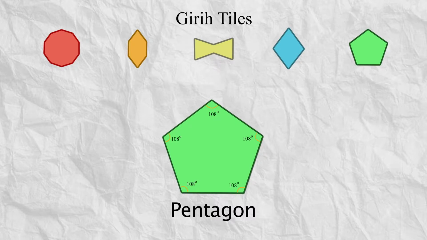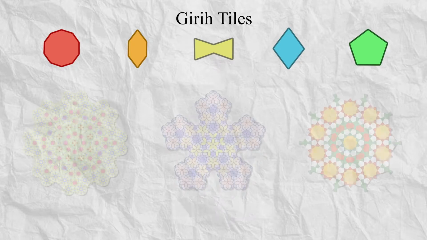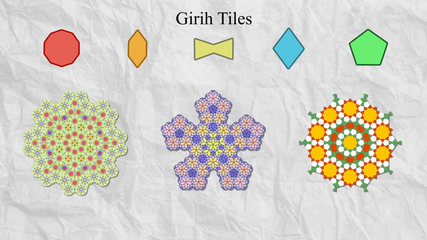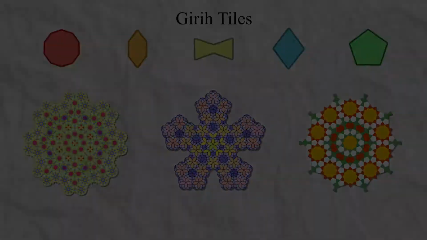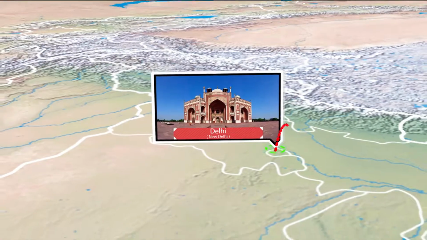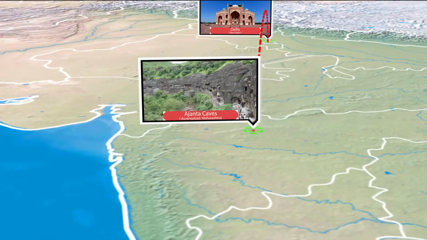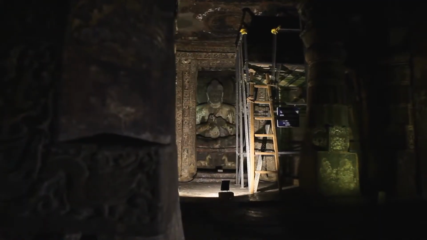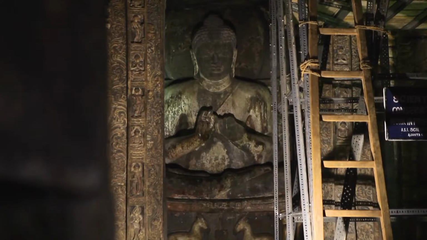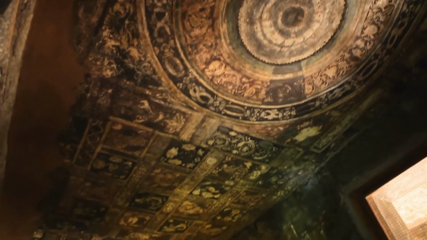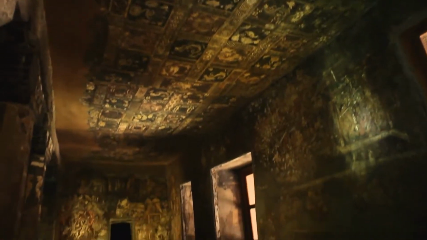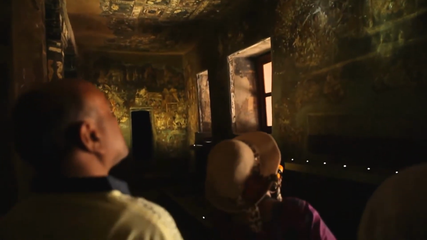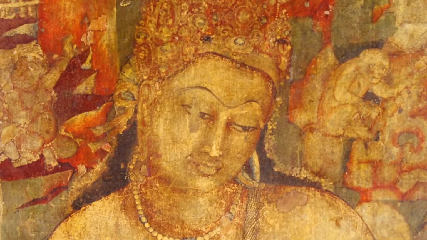We can see how these patterns come together in a multitude of ways to create these mesmerizing patterns. Let's leave these patterns and head to our final destination, which is to explore some stunning paintings. These paintings adorn the walls of the stunning Ajanta Caves in Aurangabad district of Maharashtra state.